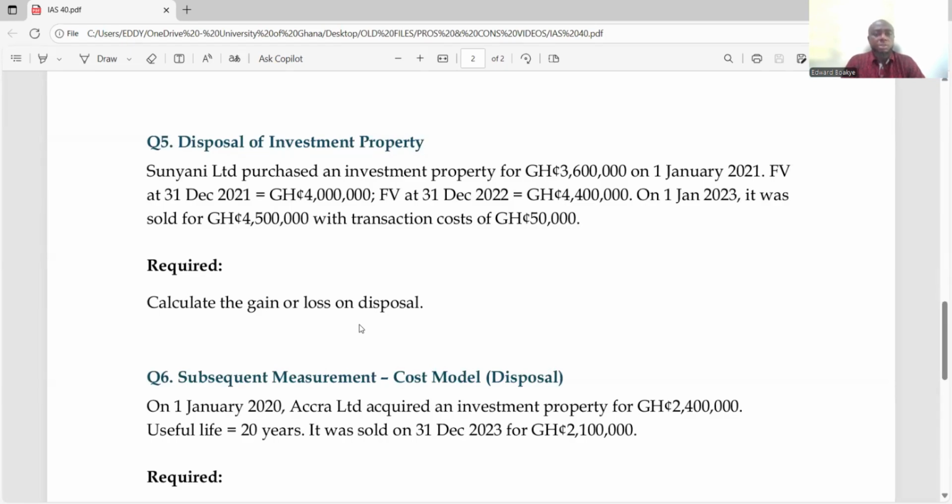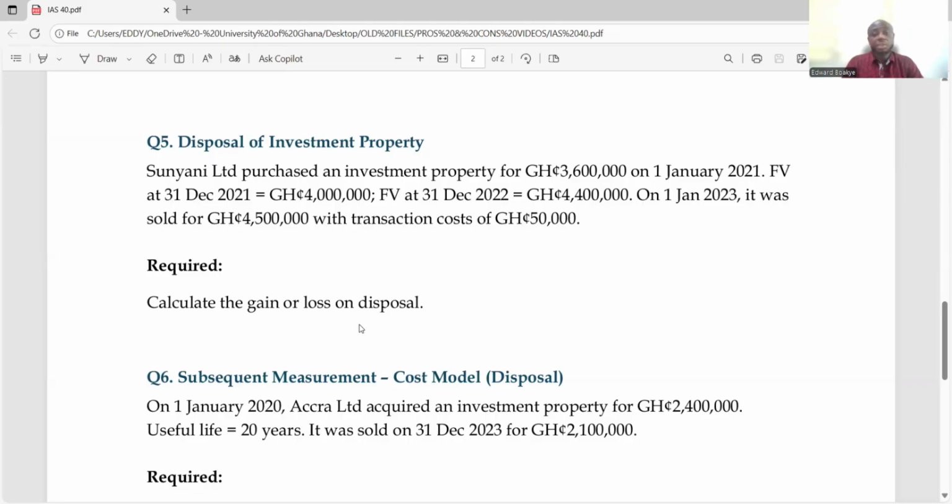Now let's deal with this question. Sunyani Limited purchased an investment property for 3.6 on 1st January 2021. Fair value as at 31st December 2021 is 4 million. And then fair value as at 31st December 2022 was 4.4 million. On 1st January 2023, it was sold for what? 4.5 million with transaction cost of what?